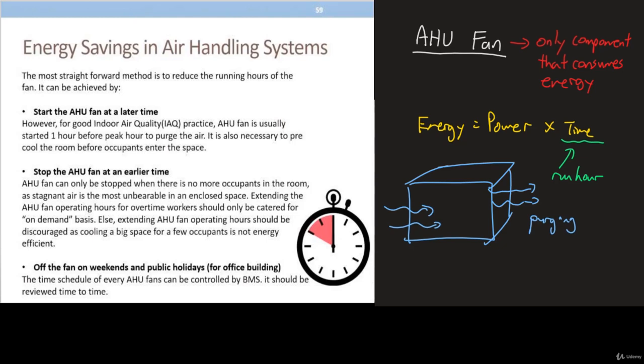And for example, for weekends, maybe only certain days there will be occupants, because of OT or because of some event that you need to switch it on. Then it should be on an on-demand basis. It shouldn't be weekly, it shouldn't be by a time schedule, but instead on an on-demand basis, such that it will discourage people from switching on the AHU for extensive hours unnecessarily. And for public holidays, it's good to review your public holiday schedule. Make sure you switch it off during public holidays and weekends.